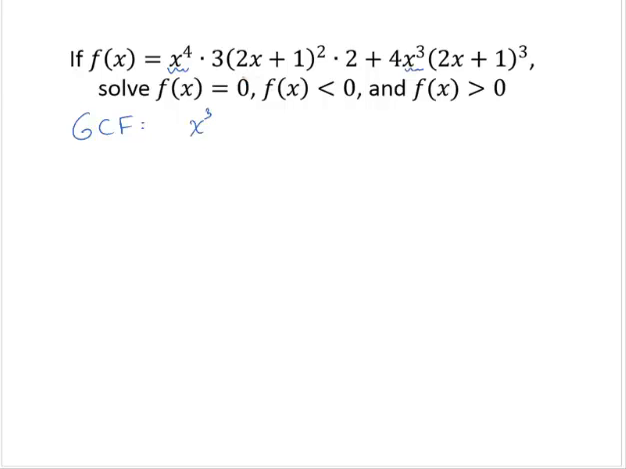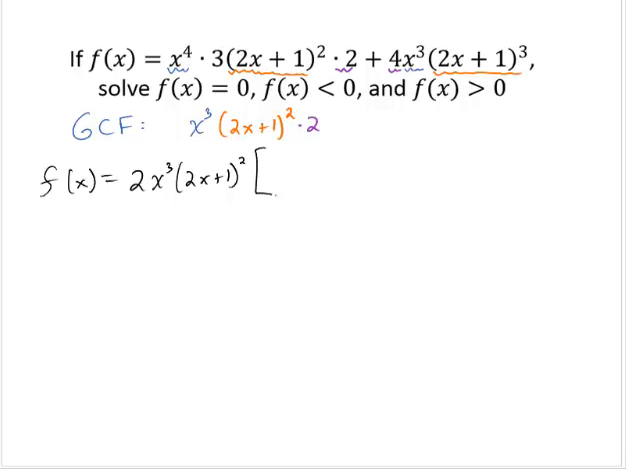I also see that there's a 2x plus 1 in common. Again, choosing the smaller exponent, I would choose 2x plus 1 to the second. There is also a factor of 2 in common. So I'll choose the factor of 2. So that means I can write the function f of x as 2 times x cubed times 2x plus 1 squared times whatever's left over from the terms.